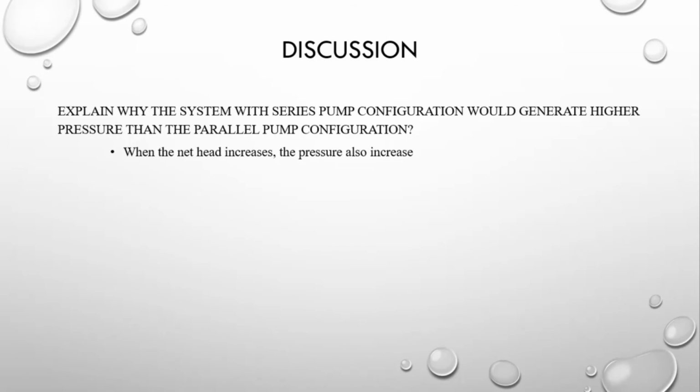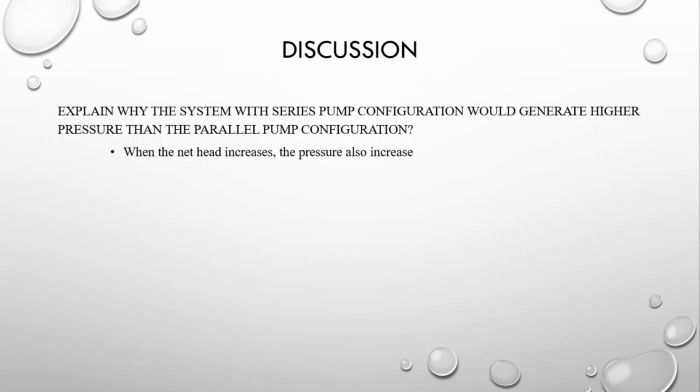Last is to explain why the system with series pump configuration will generate higher pressure than the parallel pump configuration. So the series pump configuration can increase the head twice in the system at the same flow rate, and pumps in series are used to overcome a larger system head loss than one pump can handle alone.